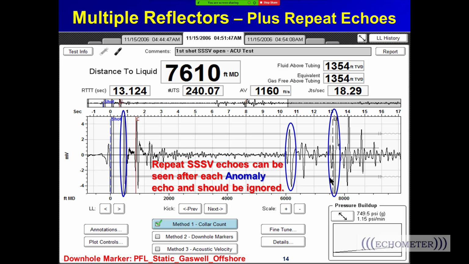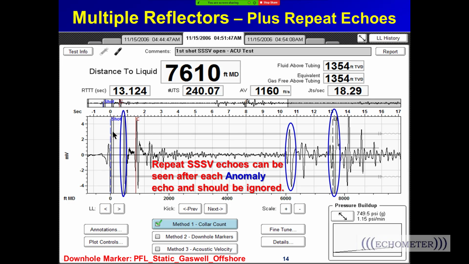This is a well, it's called a PFL, a static gas well offshore. And we see that there's a subsurface safety valve right here, and I think that's called a polished bore receptacle right there, and then right here is the liquid level. And so those are our three primary kicks.